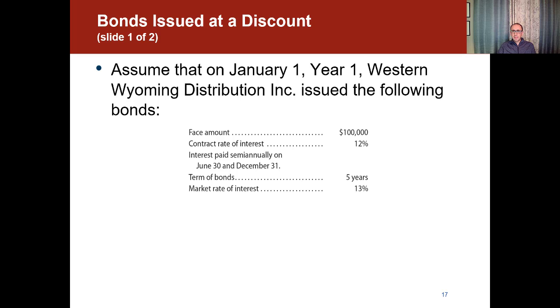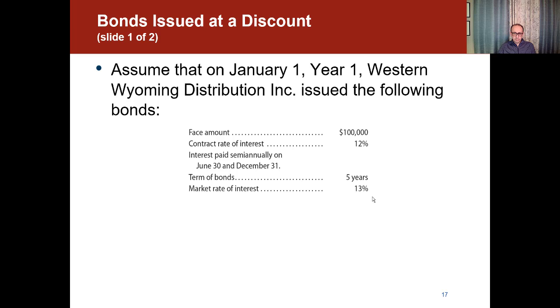Now let's assume that on January 1st of year 1, Western Wyoming Distribution Incorporated issued the following bond. And it's the exact same information as what we had in the previous example. The only difference is that the contract rate in this case is only 12%, while the market rate of interest is 12%. So you can tell that the market stated rate, or contract rate, or what we call the coupon rate, is less than the market. And that makes the bond less attractive compared to the market.